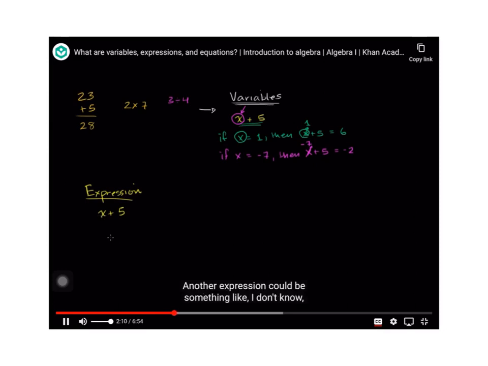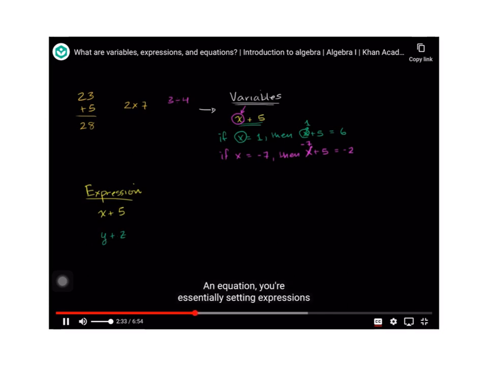Another expression could be something like, I don't know, y plus z. Now everything is a variable. If y is 1 and z is 2, it's going to be 1 plus 2. If y is 0 and z is negative 1, it's going to be 0 plus negative 1. These can all be evaluated, and they'll essentially give you a value depending on the values of each of these variables that make up the expression.